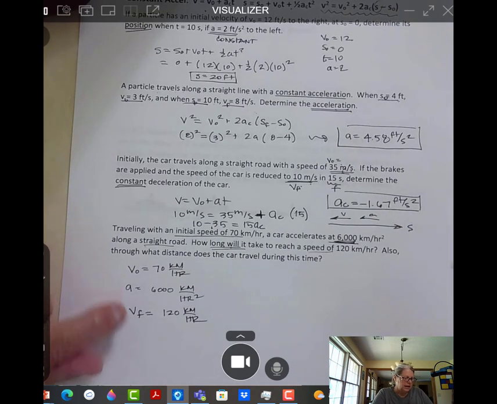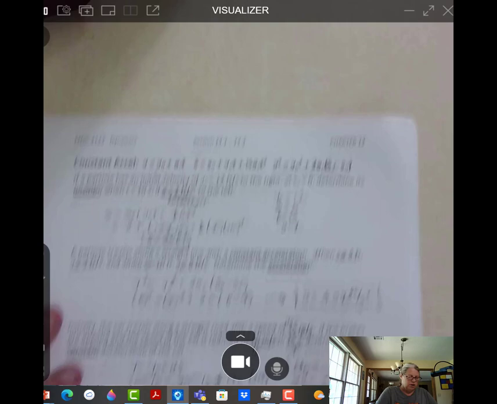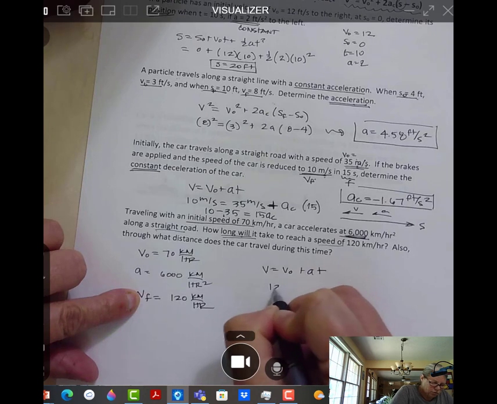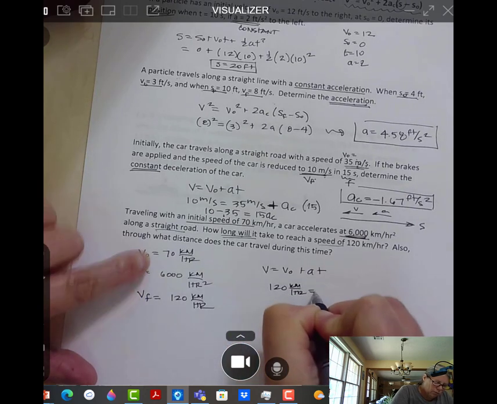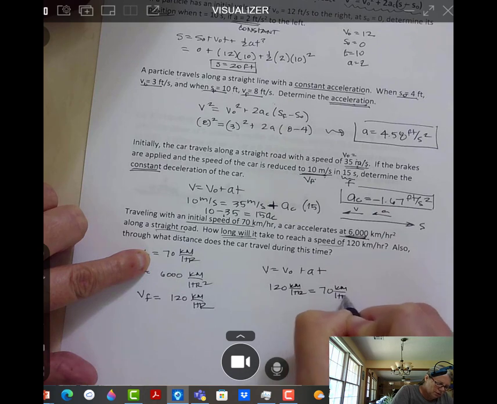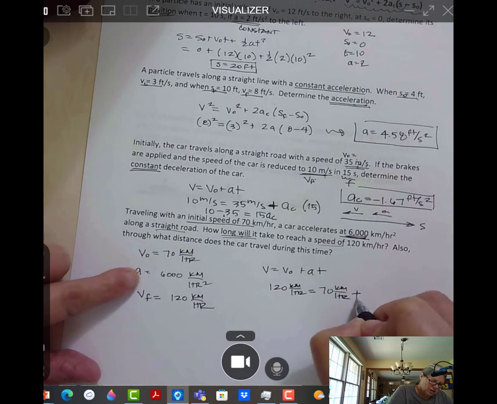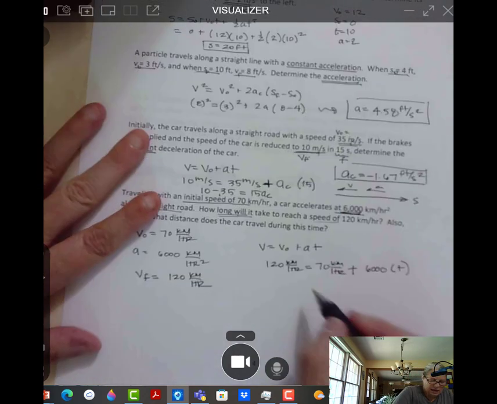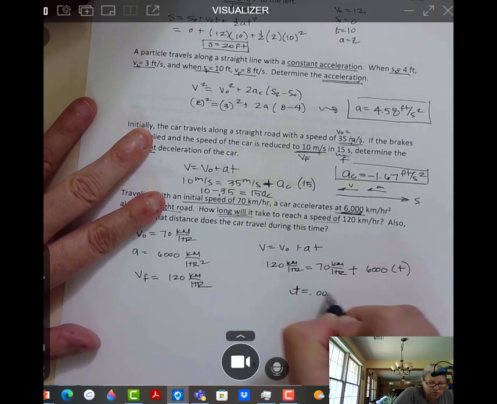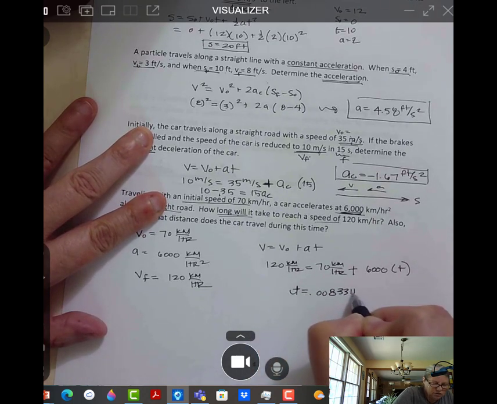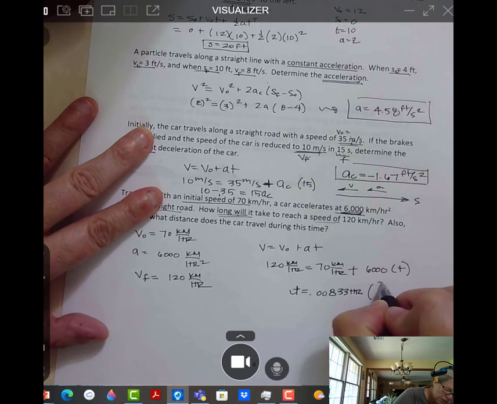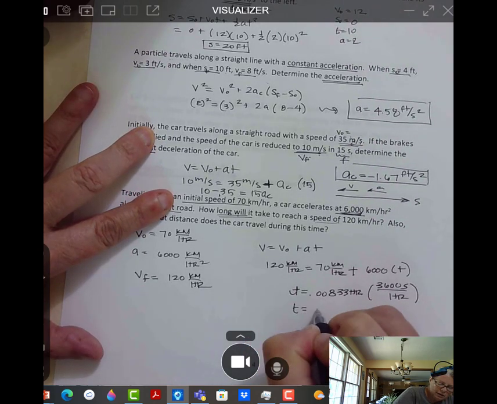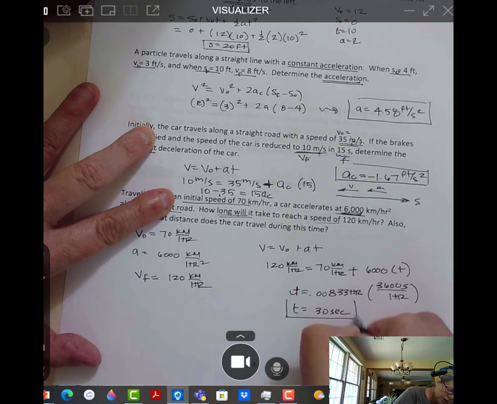So I know v naught, a, and vf. I'm going to go with this equation: v equals v naught plus a t. So I have 120 kilometers per hour equals 70 kilometers per hour plus acceleration, 6,000, times time. And I'm going to get that my time is 0.00833 hours. That's a ridiculous number, so let's convert that to seconds. There are 3,600 seconds per hour, so my time is 30 seconds. That makes a lot more sense to my brain.